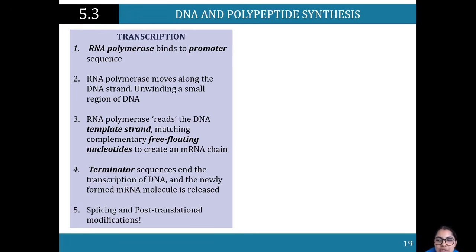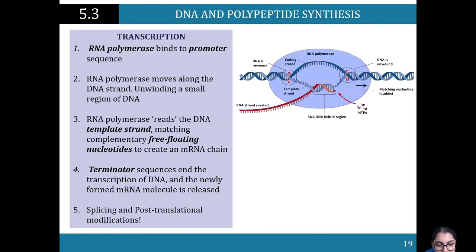In transcription, the RNA polymerase will bind to a promoter sequence. Whereas in DNA replication it was DNA polymerase, in transcription it's actually RNA polymerase. So here we are. RNA polymerase right there will bind to a promoter section. Now here's the thing with polypeptide synthesis: we don't actually need to unwind the whole DNA to make our proteins. At different times we're going to need different parts.